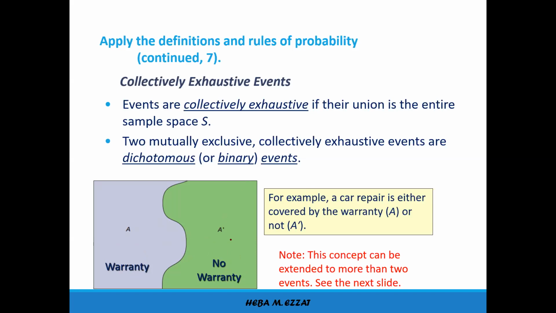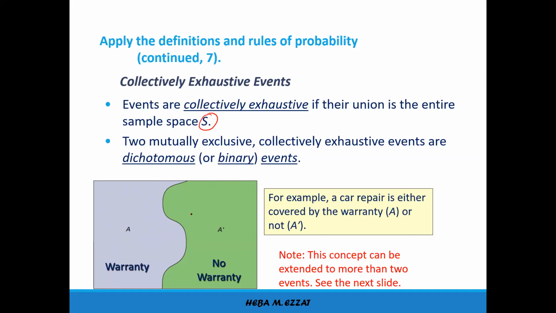Either you have warranty or your warranty is finished, or you're out of warranty for any reason. You hired unspecialized labor to fix your car or something like this, so you don't have warranty. So here the sample space, or the addition of the two events, are collectively exhaustive, because the union of these two events will end up with the whole sample space.